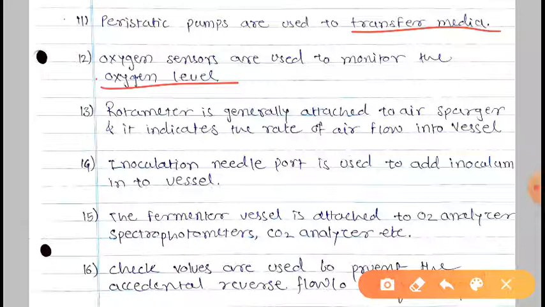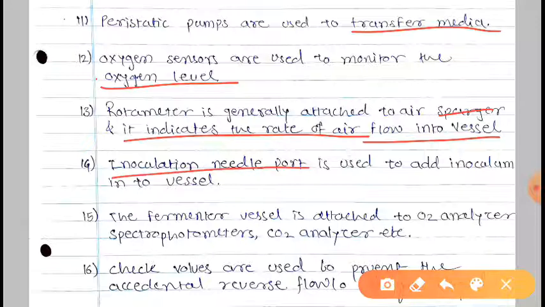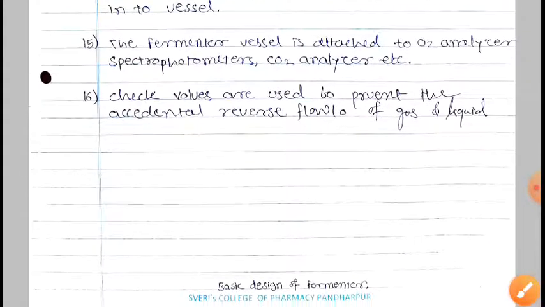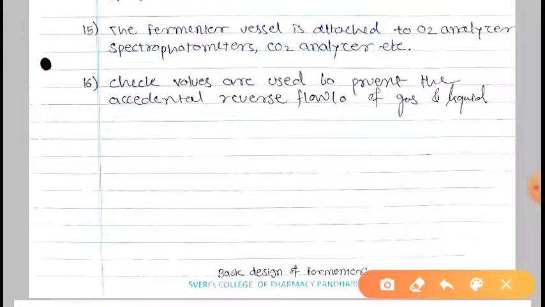Then the rotameter is generally attached to the air sparger and it measures the rate of air flow into the vessels, so that we can keep the optimal airflow into the vessel. Inoculation needle is a part used to add the inoculum into the vessel. Inoculum is the initial seed of microorganism which we are using for the large scale production.